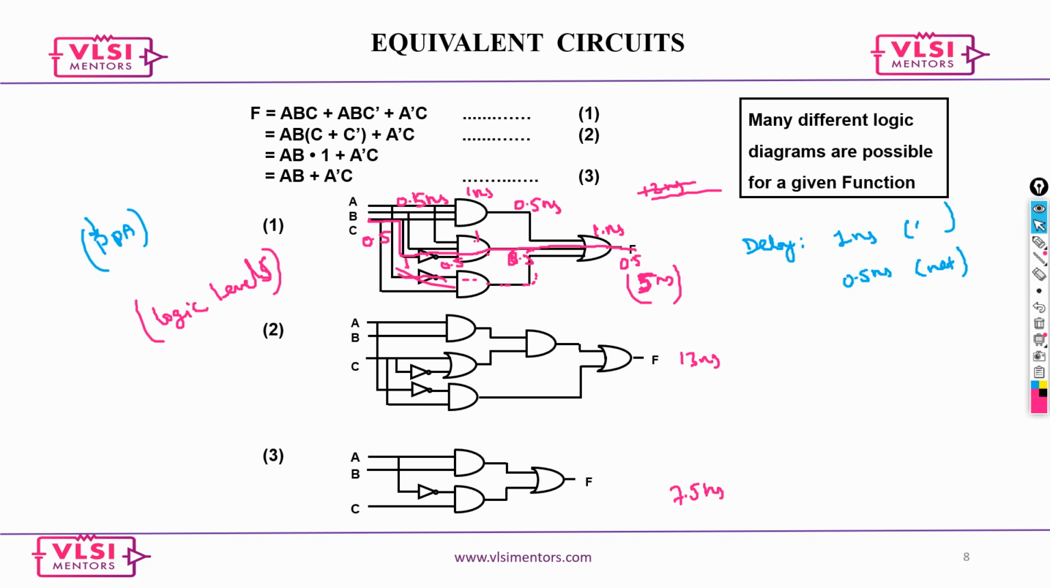If input ABC are all three zero, and then all three change to one, then also we have to take only the worst case path, only one signal net path, right?